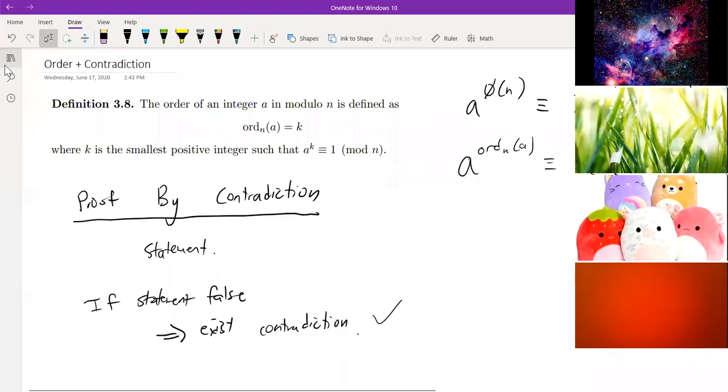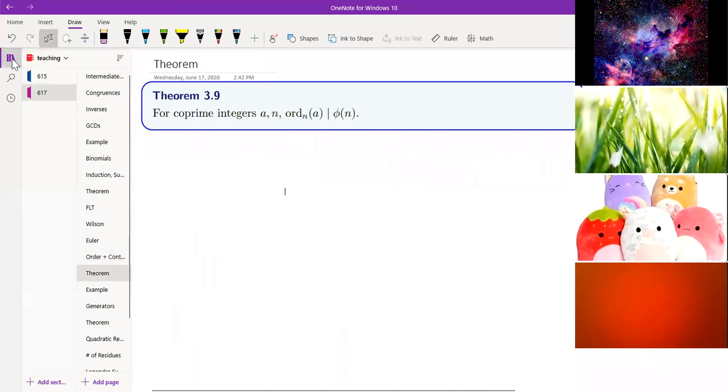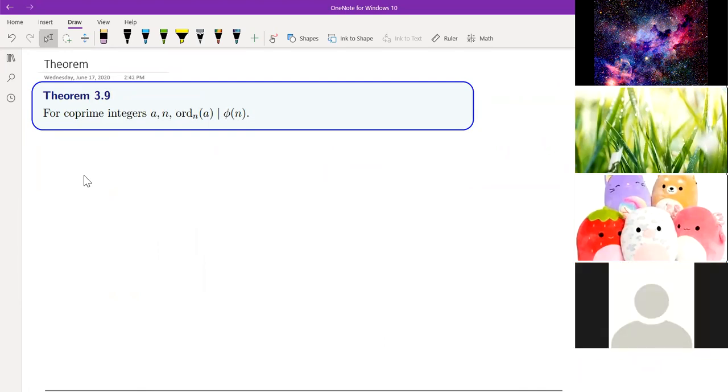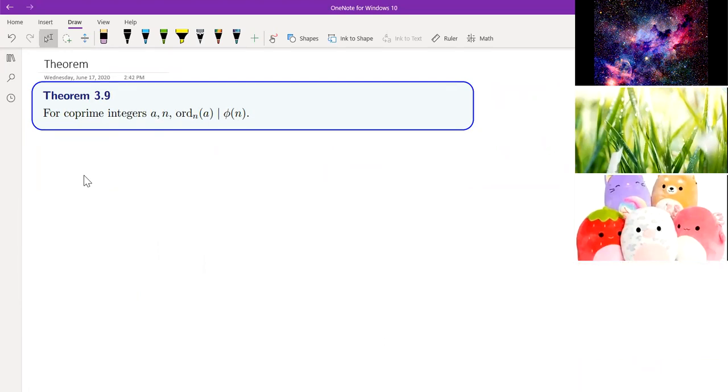So let's see. I have a theorem here. We're going to use proof by contradiction on this theorem. For co-prime integers a and n, the order of a mod n is going to divide phi of n. So this does seem obvious at first because remember, by Euler's theorem, this is true. And if we have another exponent, it might be logical to think that that exponent multiplied by an integer should be phi of n. But we can't be sure that there exists a separate cycle inside of this cycle. So we're going to prove this rigorously using a proof by contradiction.